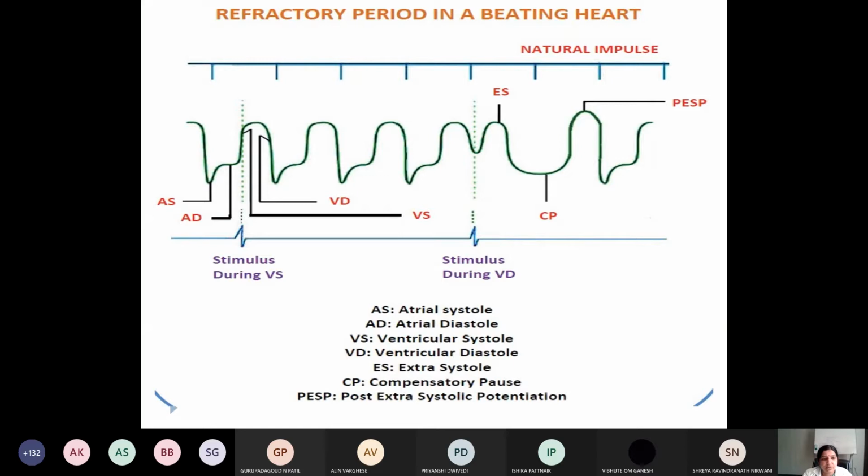When we give an extra stimulus during ventricular systole, there is no response. That means the whole cardiac action potential is in the absolute refractory period. Whereas if you give a stimulus at the end of ventricular diastole, it falls either in the relative refractory period or at the proper action potential firing level. The heart will show an extra stimulus response, or extrasystole.